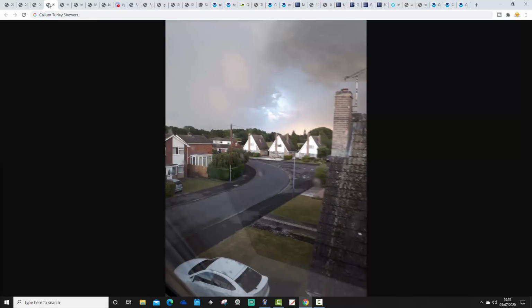This was sent through this week by Callum Turley, showing showers. I'm not sure where Callum is, perhaps down in the southwest somewhere. But, of course, we did have some big showers around last weekend.